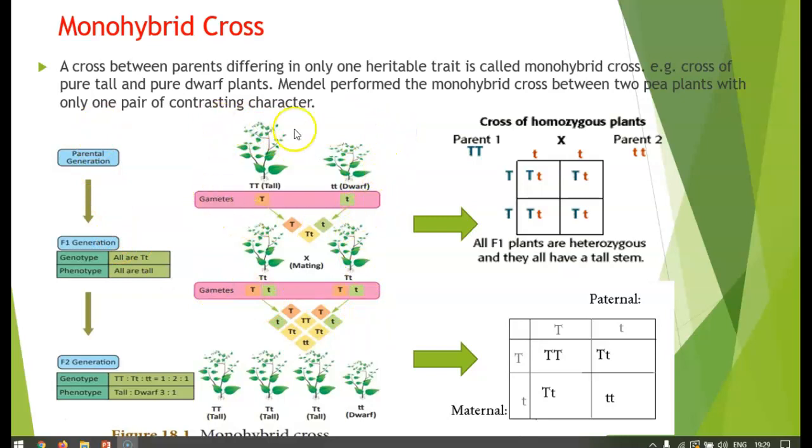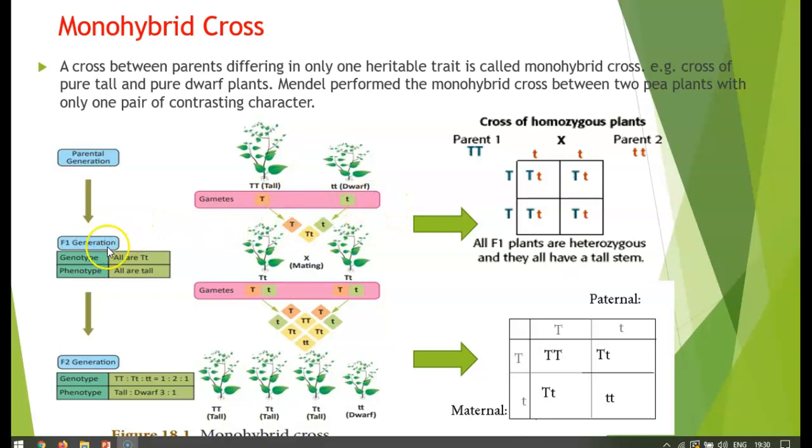In the parental generation, you have a tall plant and a dwarf plant. Now the tall character is denoted with a capital letter and the dwarf character is denoted with a small letter. If you remember, in the previous sessions I had explained that the dominant character, that is the character which appears in the F1 generation, is denoted with a capital letter and the recessive character is denoted with a small letter. So this is your parental generation.